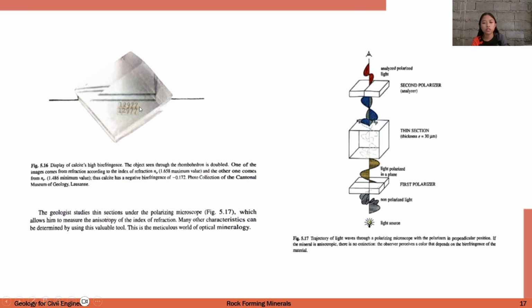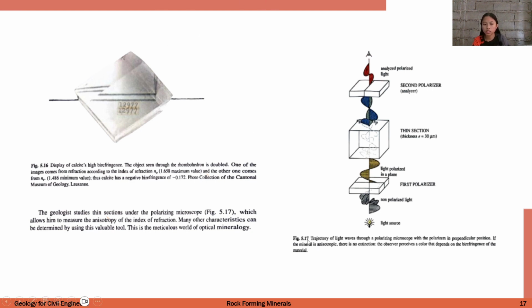This is also because nag-change yung calcite's index of refraction ng mineral na ito. Yung one beam ay galing sa highest index of refraction and makes one image. This one image. And yung isa naman, galing sa lowest index of refraction and make another. So in calcite, this difference gives it a negative birefringence of negative 0.172. As we can see in figure 5.17, we can see the path light takes through a polarizing microscope.